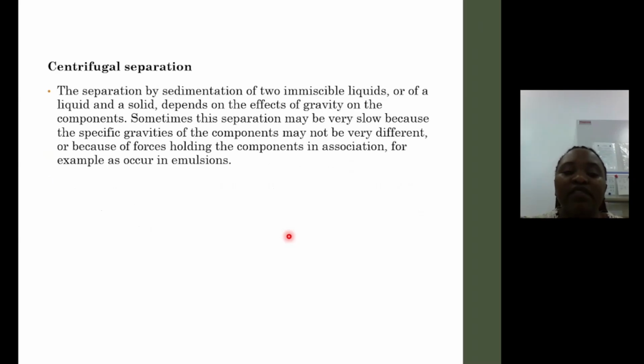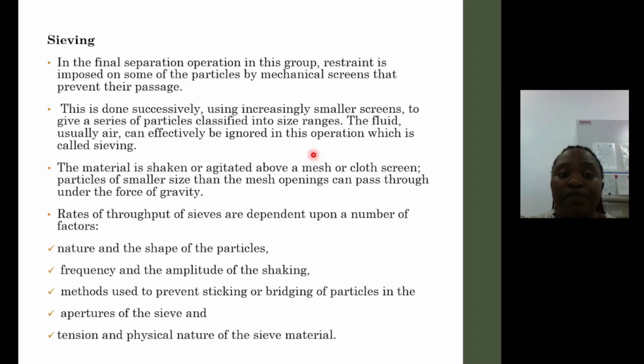Then in centrifugation, we have separation of two immiscible liquids or even a liquid and a solid, depending on the effect of gravity. And sometimes this separation may be very slow because the specific gravities of components may not be very different, or because of forces holding the components in association, which may occur, for example, in emulsion.